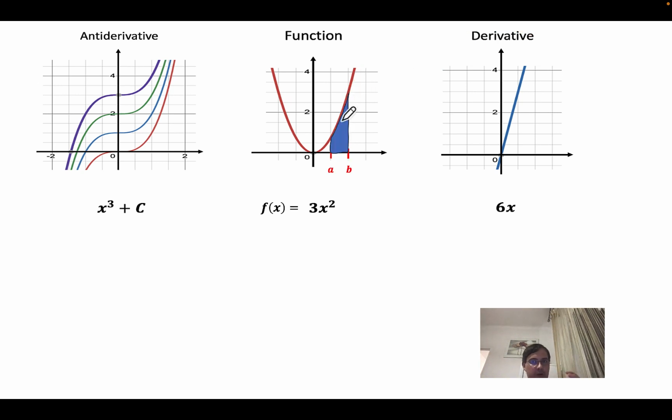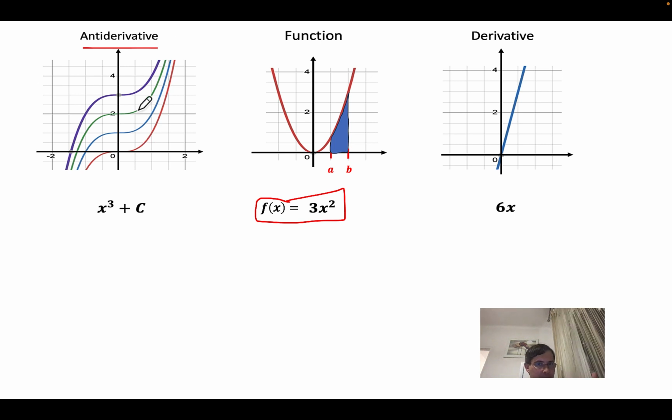Now let's consider the same function but a different question. The function still is the same. The function is 3x squared. But let's say now we want to compute the area. We have some numbers a and b given, and I want to compute this blue area. This is the area underneath the function f between this line x equals a and x equals b. So to compute this area, for that we use an antiderivative.